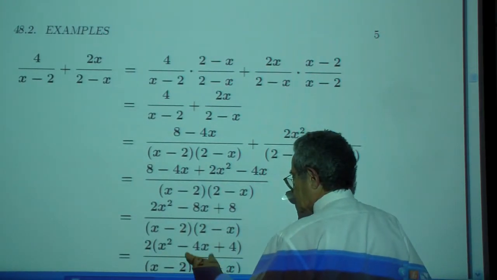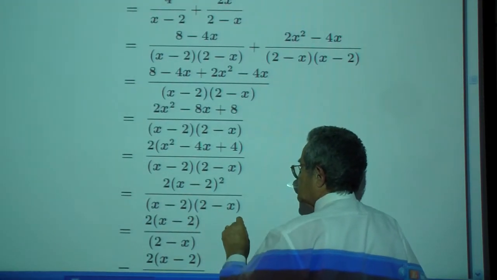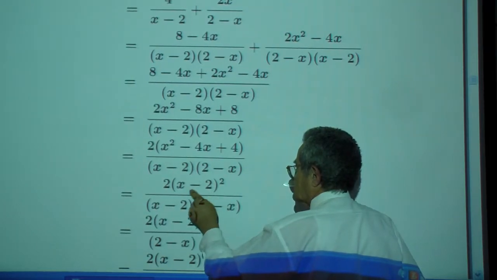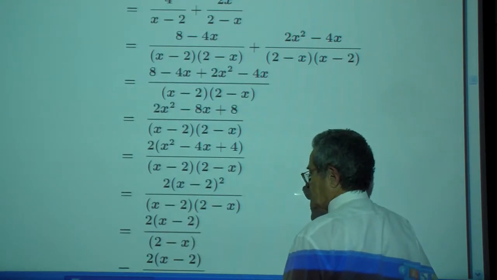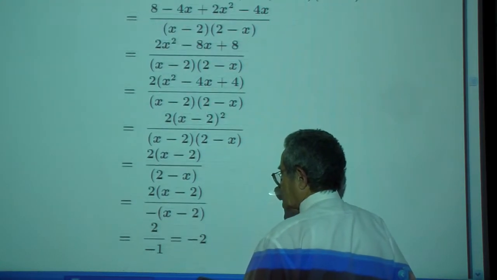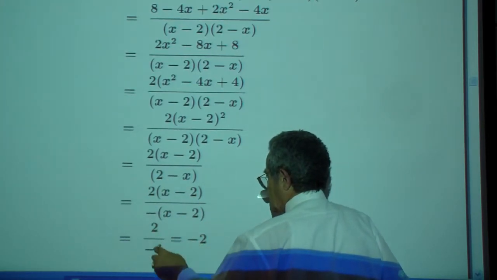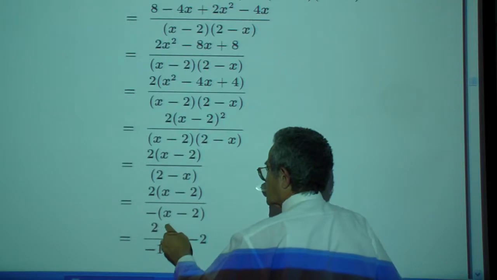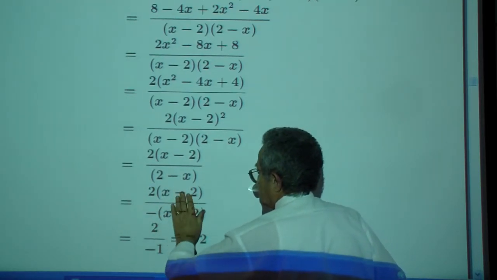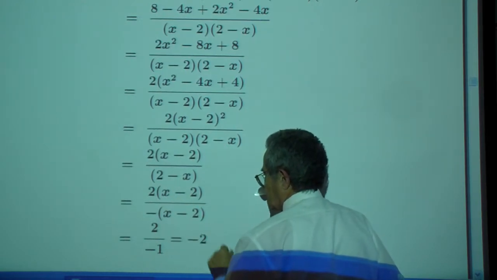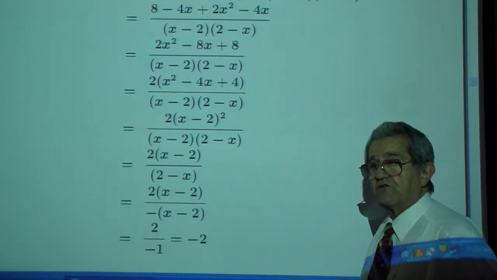Factor out the 2. This is a perfect square, namely x minus 2 squared. Divide by x minus 2 over x minus 2, which is 1. You're left with 2 times x minus 2 over 2 minus x. Or when you factor out the -1 from 2 minus x, all this becomes 1, x minus 2 over x minus 2, and your answer is -2. That was the hard way of doing it.